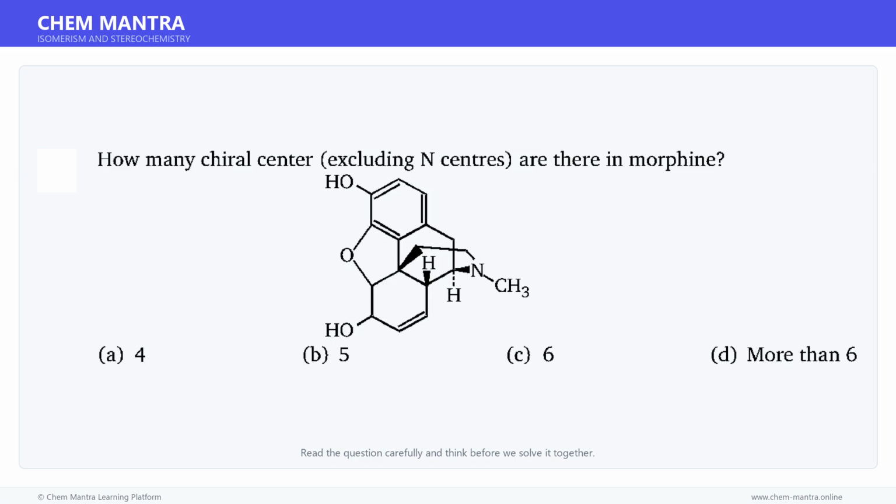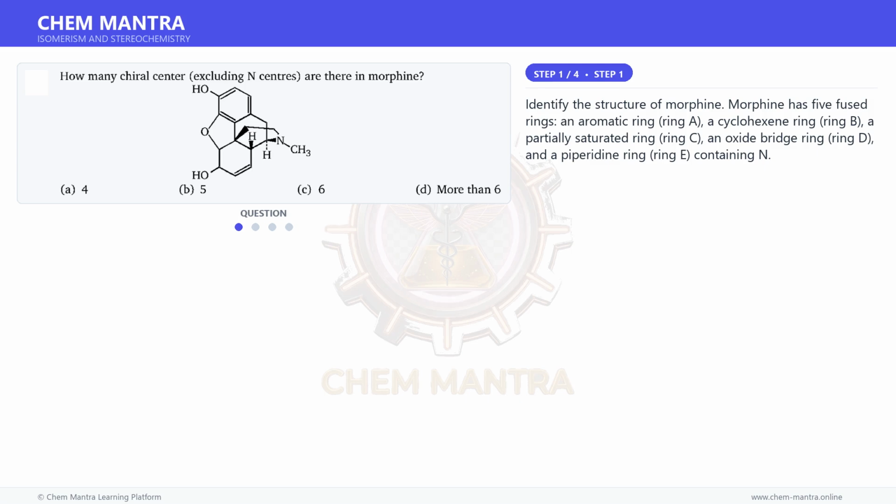Here is a question. Read it carefully and think about the answer. Let us solve it step by step. Let us begin solving this step by step. Identify the structure of morphine.